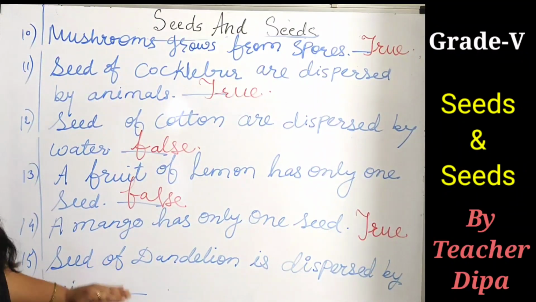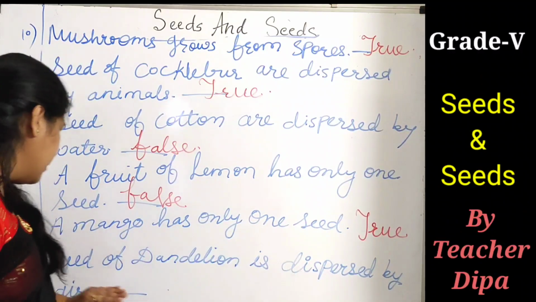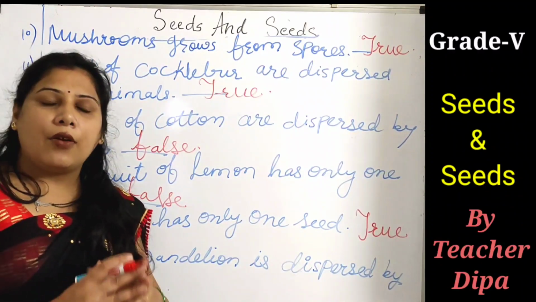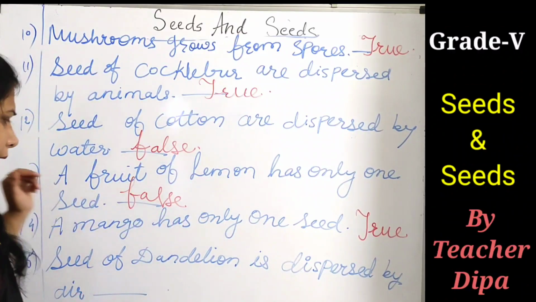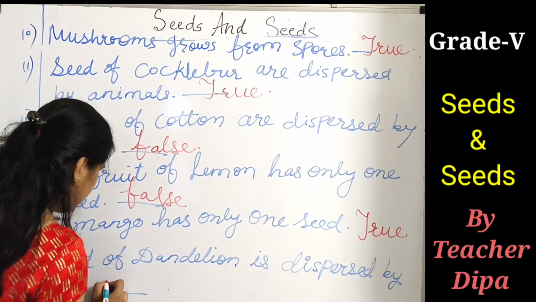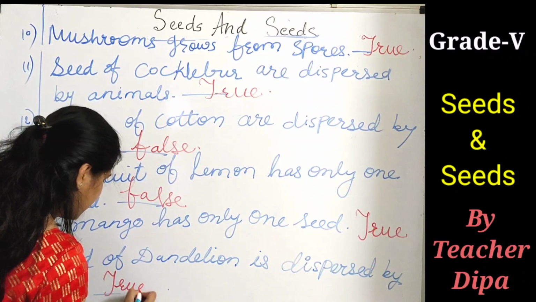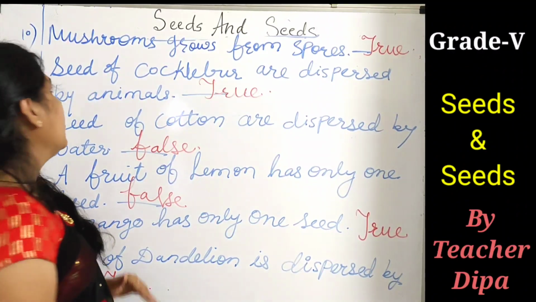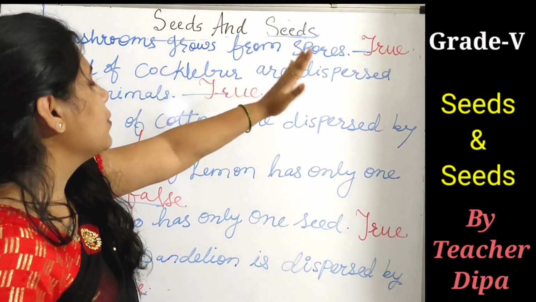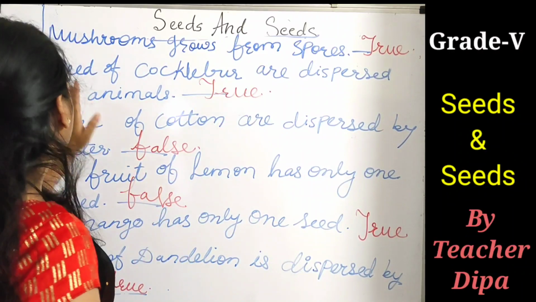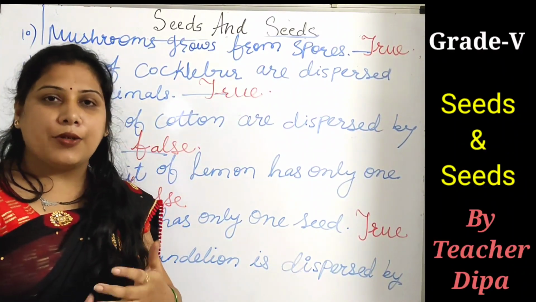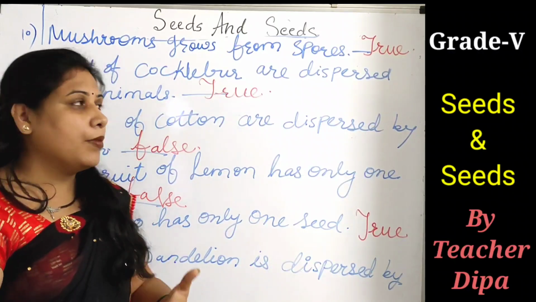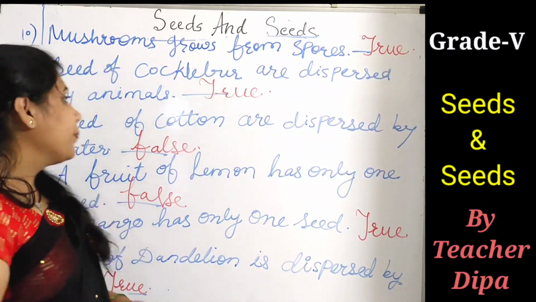And the next is, seeds of dandelion are dispersed by air. Yes, the seeds of dandelion are very thin and light in weight, so they can disperse by air. So we can say this statement is true. We will repeat it again. Mushrooms grow from spores. Yes, true. Seeds of cocklebur are dispersed by animals. Yes, seeds of cocklebur are dispersed by animals. So the statement is true.